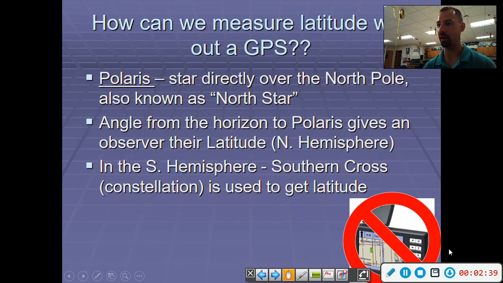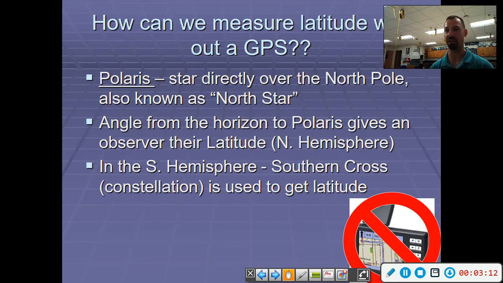All right, years ago, before we had all this fancy gadgetry like your handy-dandy cell phones, which are actually tracking devices, right? They can actually track your latitude, longitude coordinates, so if the police needed to find you, they can do that. But Polaris, the star directly over the North Pole, directly over the spin axis of the Earth, also known as the North Star, is what explorers would rely on.